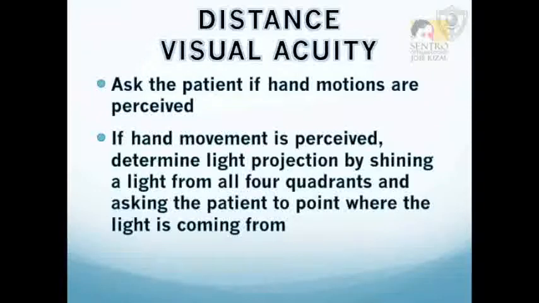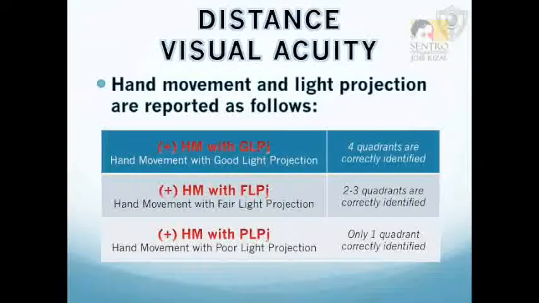Ask the patient if hand motions are perceived. If hand movement is perceived, determine light projection by shining the light from all 4 quadrants, and asking the patient to point where the light is coming from. Hand movement and light projection are reported as follows. Good light projection if 4 quadrants are correctly identified. Fair light projection if 2-3 quadrants are correctly identified. And poor light projection if only 1 quadrant is correctly identified.